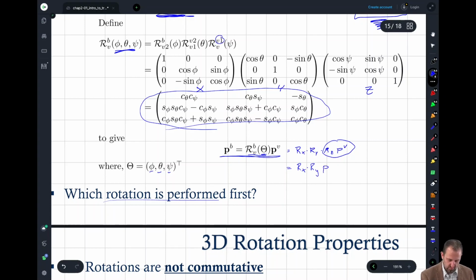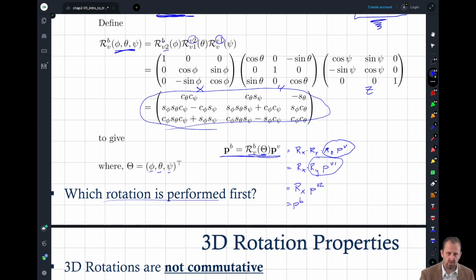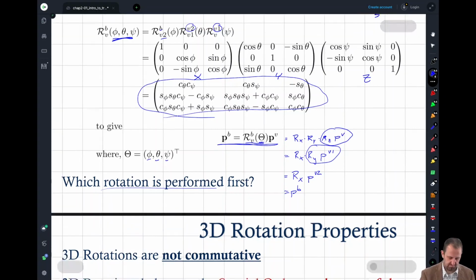And remember, we're now in our vehicle 1 frame. And then we'd do this rotation second, it would be Rx, and then this would just be our P, and now would be in our vehicle 2 frame. And then we go from our vehicle 2 frame to our body frame. So just keep that in mind. We're basically just doing one rotation at a time.